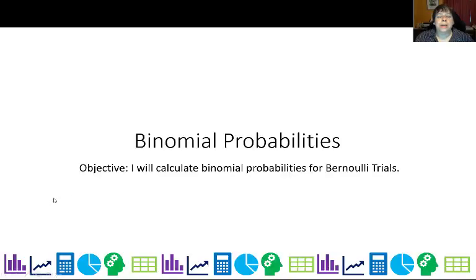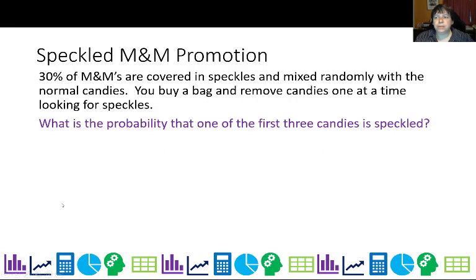What we're going to talk about now is binomial probabilities. And let's go ahead and start with this example of M&Ms. 30% of the M&Ms are covered in speckles, kind of like Easter candy, and mixed randomly with normal candies. You buy a bag and remove candies one at a time looking for speckles. So what is the probability that one of the first three candies is speckled?